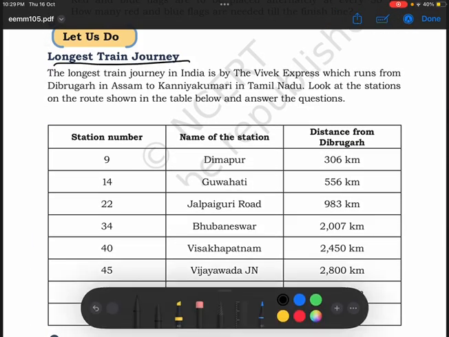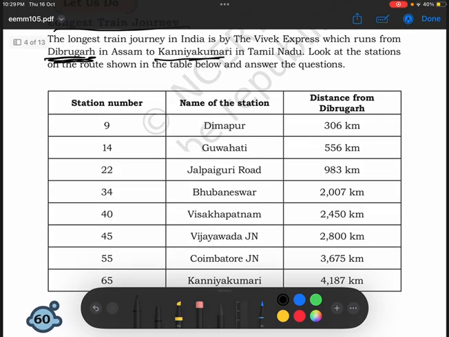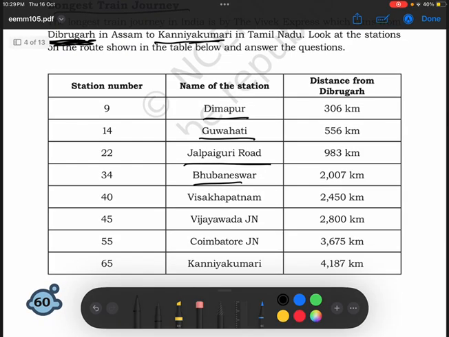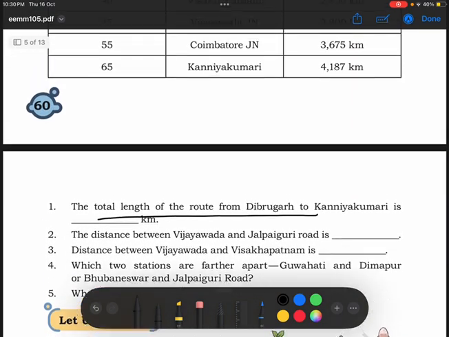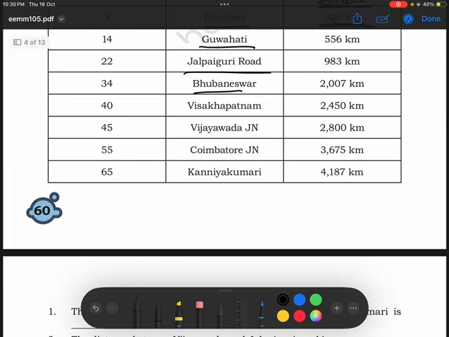A train is starting its journey from Dibrugarh station in Assam, and it is reaching Kanyakumari in Tamil Nadu. These are the names of the stations: starting from Dibrugarh, after that Dimapur, then Guwahati, then Jalpaiguri, and so on. And these are the distances given from Dibrugarh station, the first station. So the first question is the total length of the route from Dibrugarh to Kanyakumari. We have to find the total length, so this is the total length.